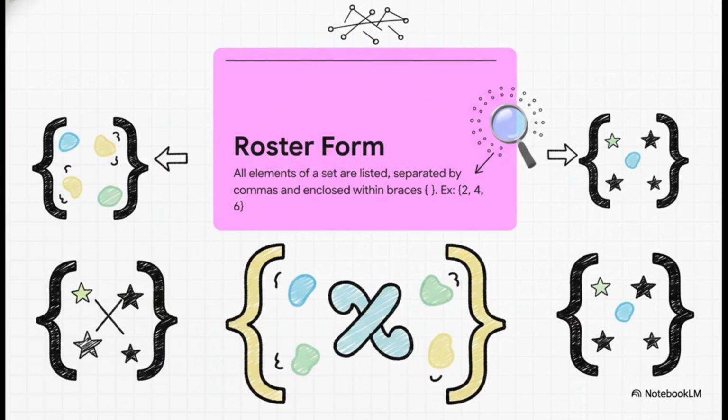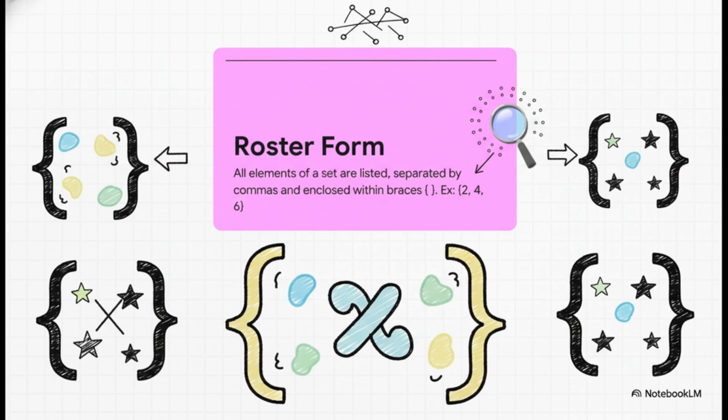Roster form is the most straightforward way. You literally just list every single member or element of the set. You separate them with commas, and you wrap the whole thing in these curly braces. Now, there are 2 really important rules here. First, the order you list them in doesn't matter at all. The set {2, 4, 6} is the exact same as {6, 4, 2}. And second, you never repeat elements.